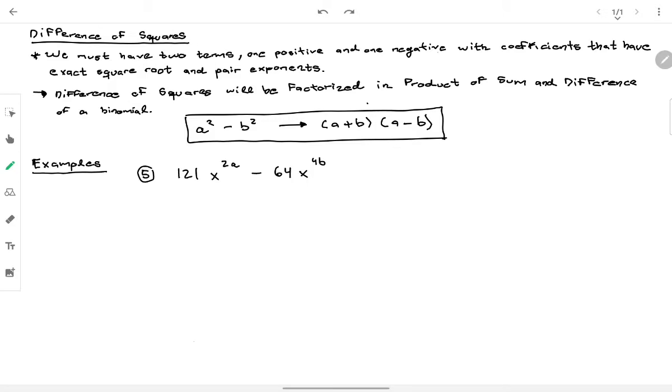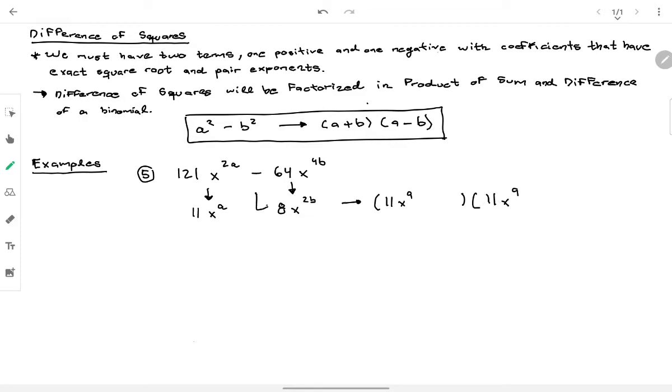So in this example, we have something like this with letters as exponents, but remember, we can do it the same because the first factor has a specific square root that is going to be 11x to the a. The second factor also has a specific square root that is going to be 8x to the 2b. So in this case, the rule, remember, it's the one that is positive. It's going to be positive on both parentheses.